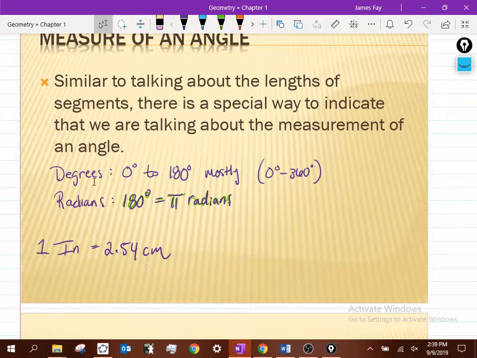Okay? If you ever look at your calculator, you guys have handheld calculators? Get your handheld calculator out.